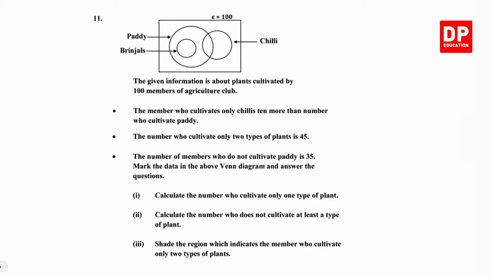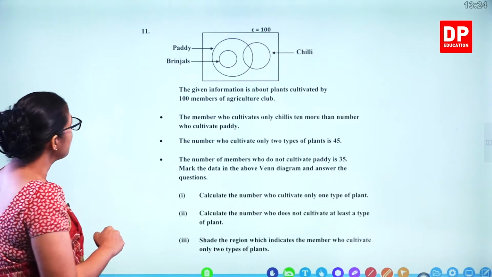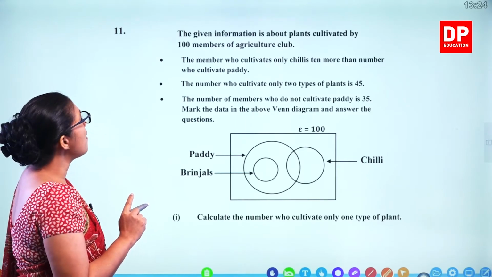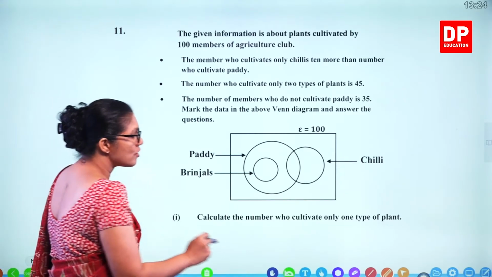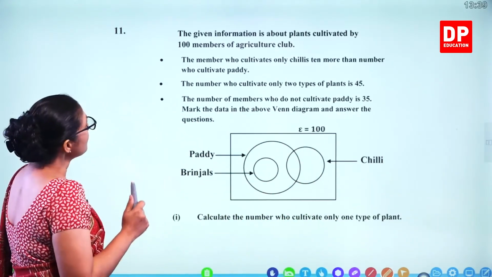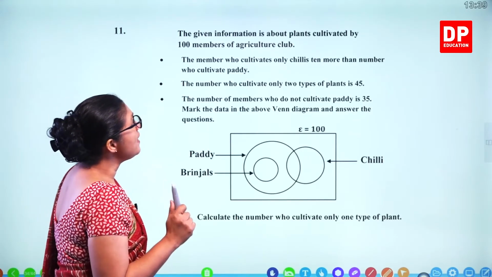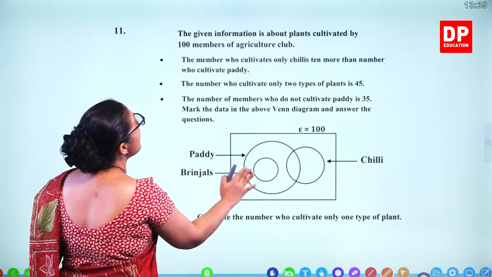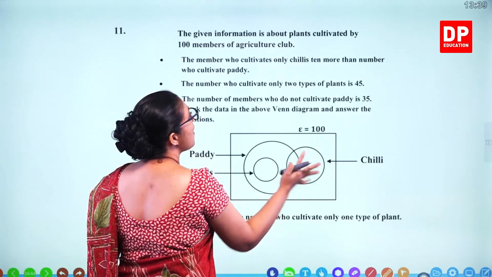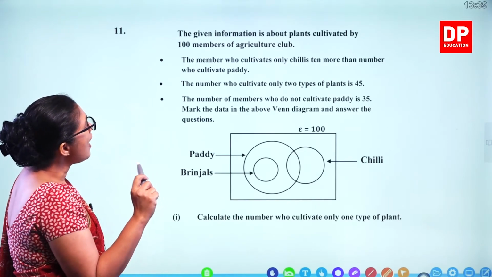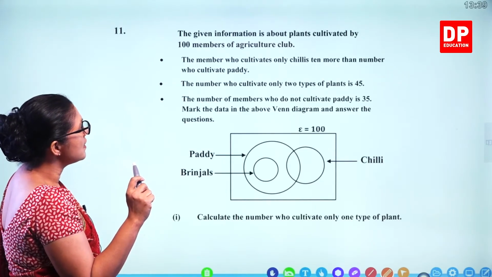Let's take question number 11, that's Venn diagrams. So you get altogether 3 parts. We'll do separately. The given information is about plants cultivated by 100 members of agriculture club. So that means total is 100, already marked. So the member who cultivates only chilies is 10 more than number who cultivate paddy. So if this is X, so only chili means this part is 10 more than that. So we'll keep that.